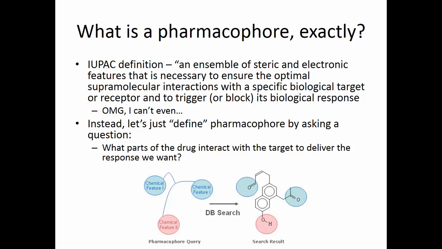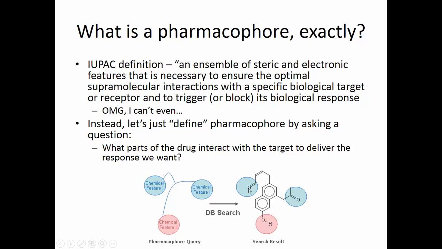So that's a bit wordy. Instead, I say, let's just define pharmacophore, because this is not a definition you need to memorize. Let's just define pharmacophore by asking a question. What parts of the drug interact with the target to deliver the response we want? So if we have a drug that's supposed to have these pharmacophore features here, this has 2: whatever chemical feature 1 is, this distance away, and a chemical feature 2 down here.